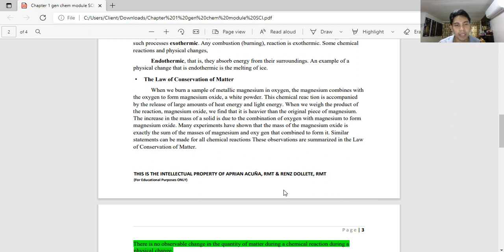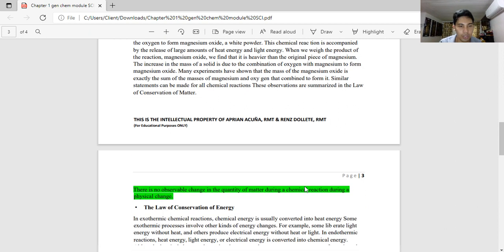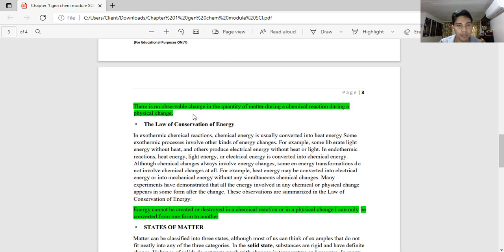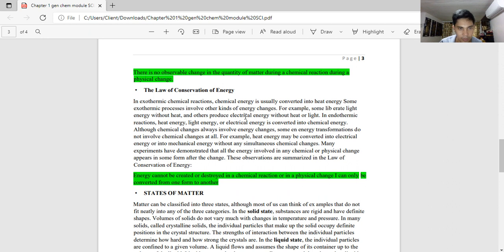Similar statements can be made for all chemical reactions. These observations are summarized in the law of conservation of matter. There is no observable change in the quantity of matter during a chemical reaction or during a physical change. Okay? The law of conservation of energy.